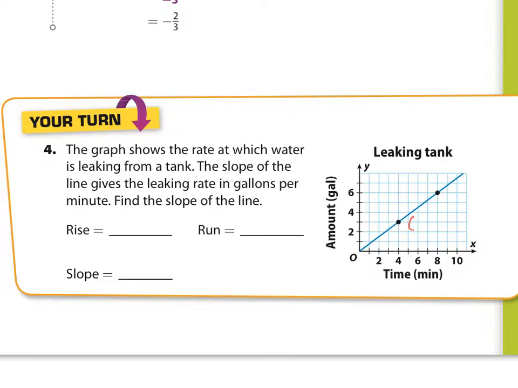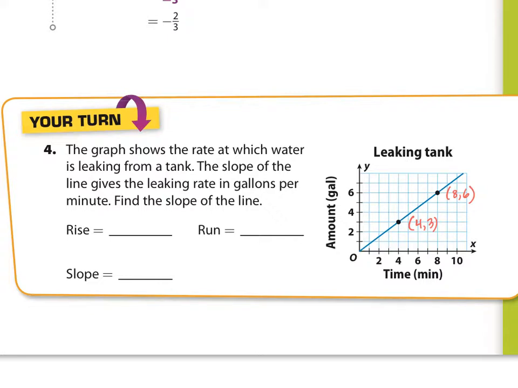This graph shows the rate at which water is leaking from a tank. The slope of the line gives the leaking rate in gallons per minute, and we're going to find the slope of this line. So the first point here is (4, 3). The second point is (8, 6). So I want to know what's the rate of change going from one to the other. So let me show you two different ways.